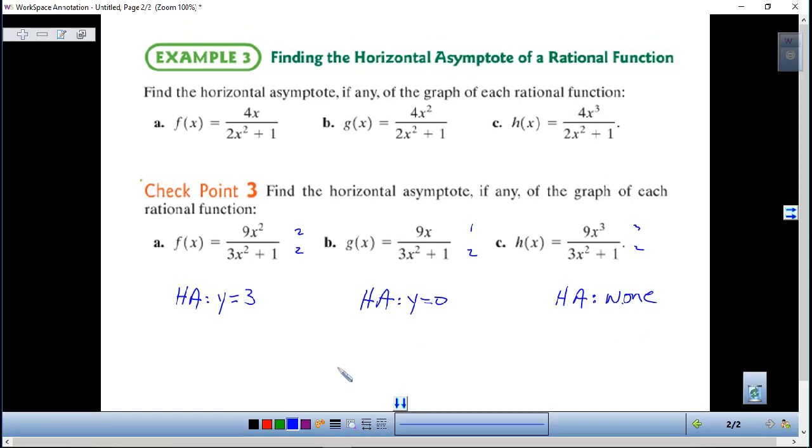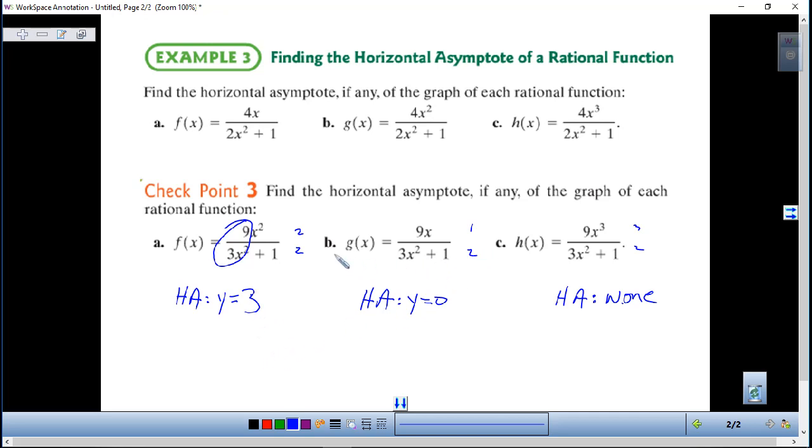All right, here are the answers. The first one here, we've got degree on top and degree on bottom the same, both 2. If the top and bottom are equal, we're going to make a fraction out of the coefficients, so 9 over 3 reduces to 3.